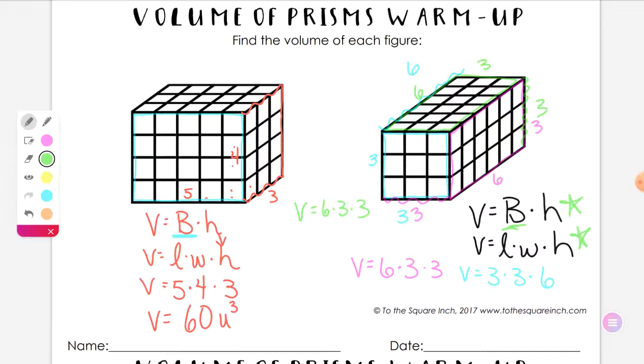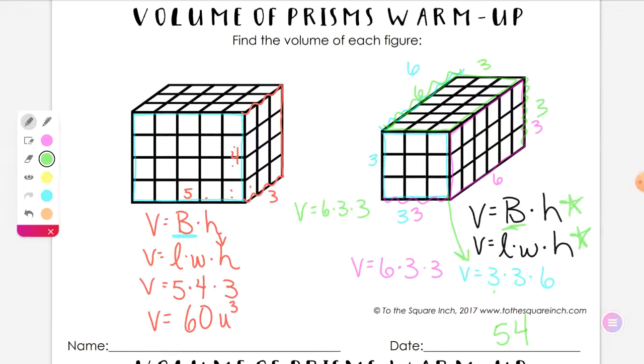If you chose the front side, mine's highlighted in blue, as your base shape, then you would have had your length and your width both being 3. And then the height of the prism would be this distance up here, which is 6. So you would have 3 times 3 times 6. What's 9 times 6? 54.